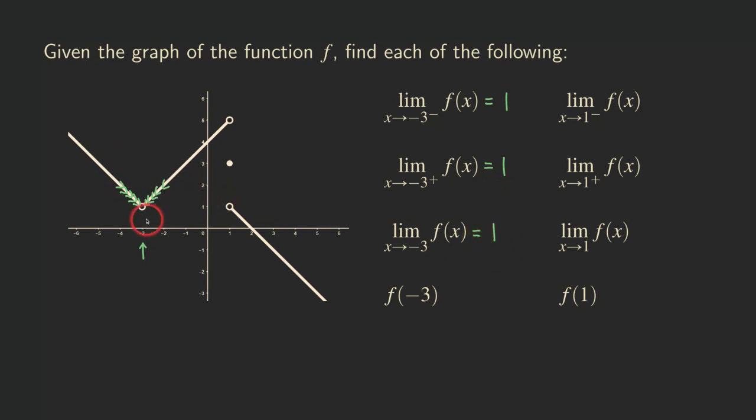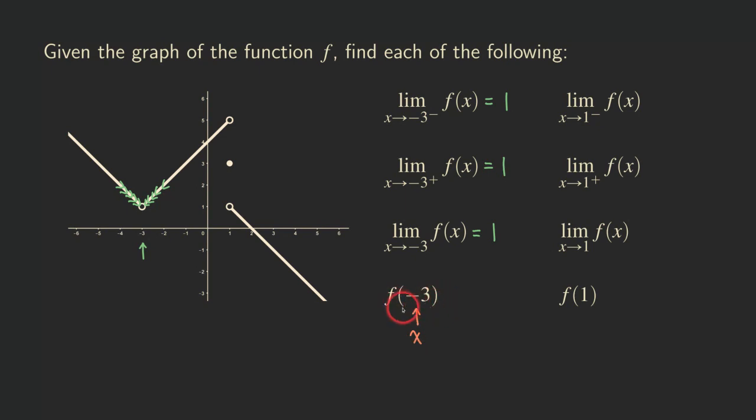Okay, because left side it's approaching 1, right side it's also approaching 1, so we are getting 1 here. Now, this one, it's just asking for the function value. That's really just saying what happens when x is equal to -3, right? So this is actually the x value that you are plugging into the function. What is the y value? This is y, right? Y equals f of x.